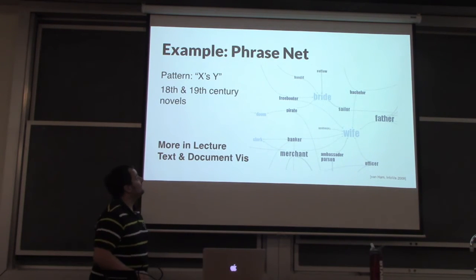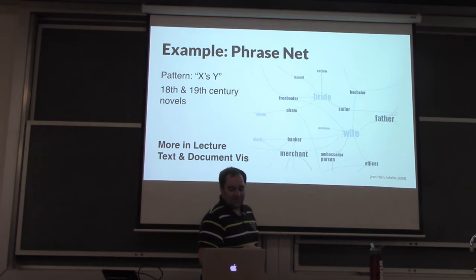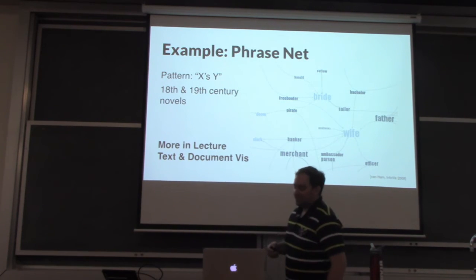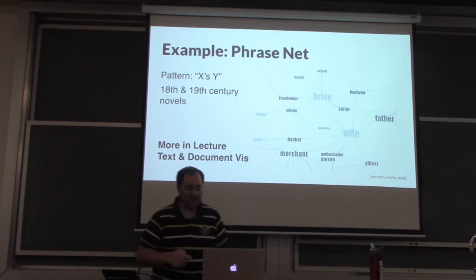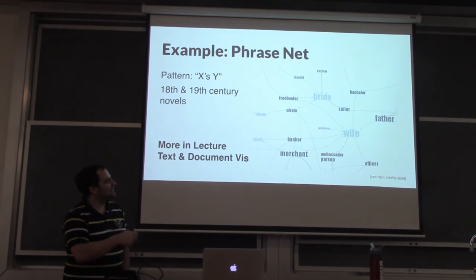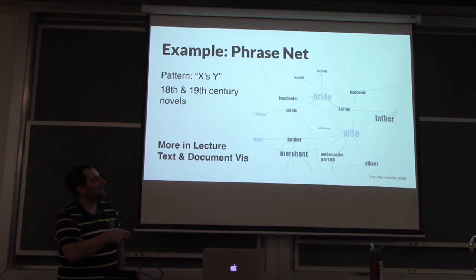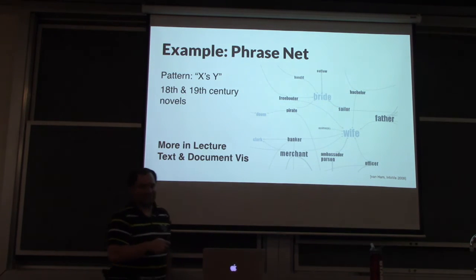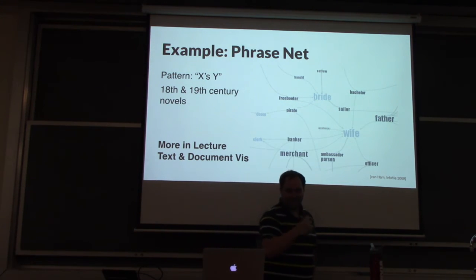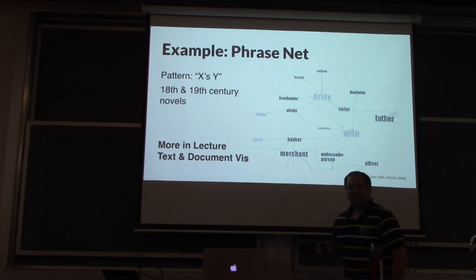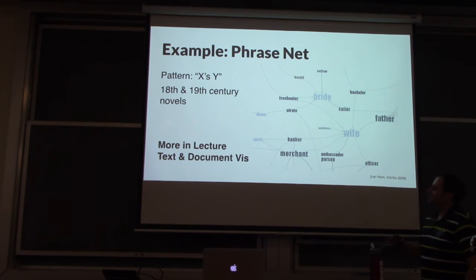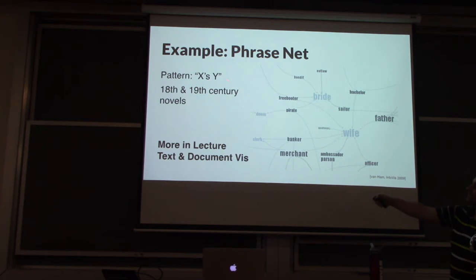Here's another example. X is Y. This is from 18th and 19th century novels. An interesting artifact that I like to point out here is how bride and wife are differently associated. The wife is usually associated with respectable people like the banker, the merchant, the ambassador, the father. The bride instead is the pirate's bride, the freebooter's bride, the bandit's bride, or the sailor's bride. So these kinds of relationships are what you can get out of this. And again, no fancy machine learning or NLP methods, it's just very simple rule parsing.